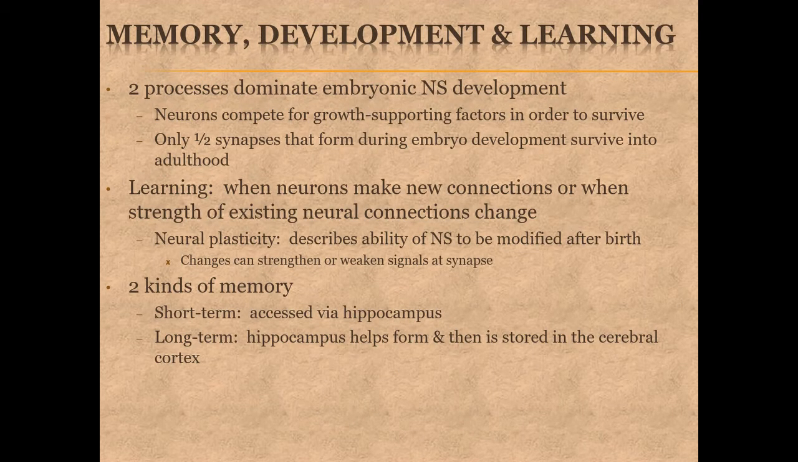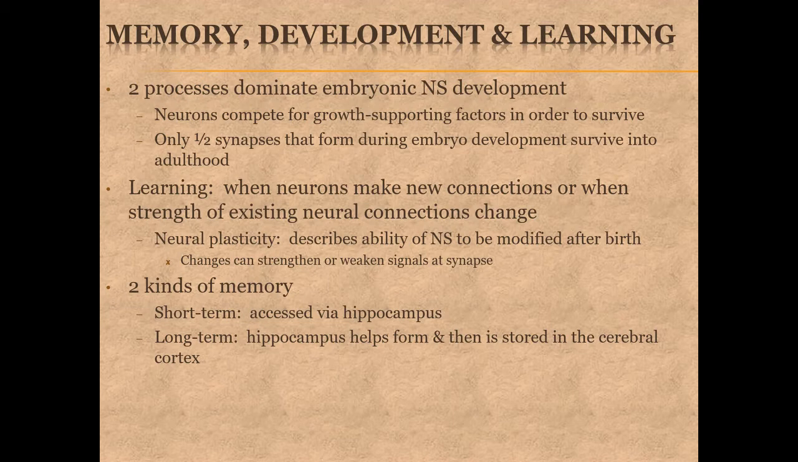So, memory development and learning. There are two processes that dominate the embryonic nervous system development. Neurons compete for growth supporting factors in order to survive, as only half of the synapses that form during embryo development survive into adulthood. So, the learning, when neurons make new connections or when strength of existing neural connections change, this is called neuroplasticity.